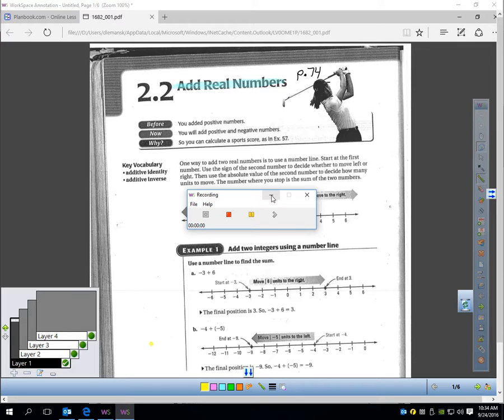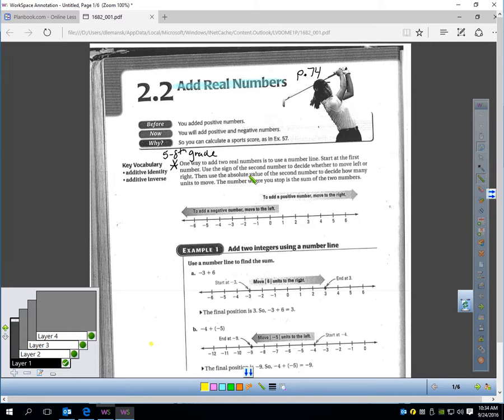This is lesson 2.2, adding real numbers. You should be on page 74. This first paragraph just gives a quick summary of what you can do to add two numbers using a number line. I'm going to quickly go through this.